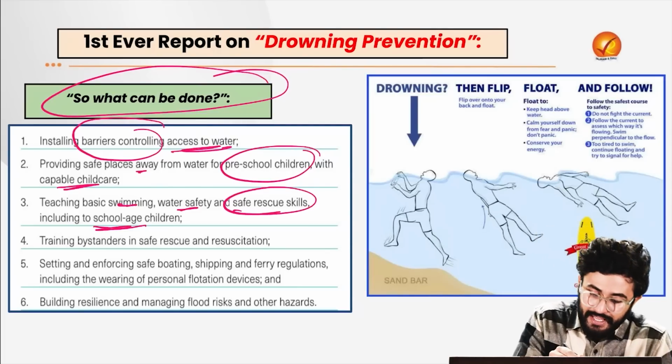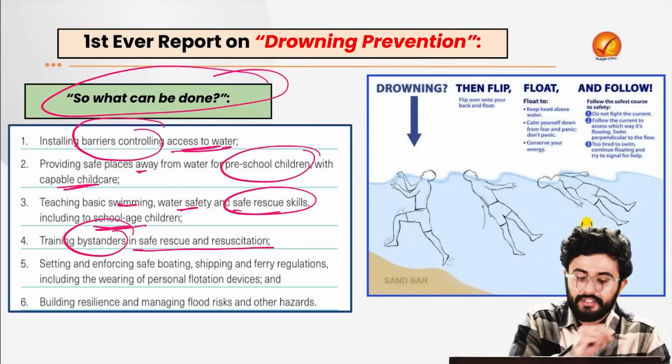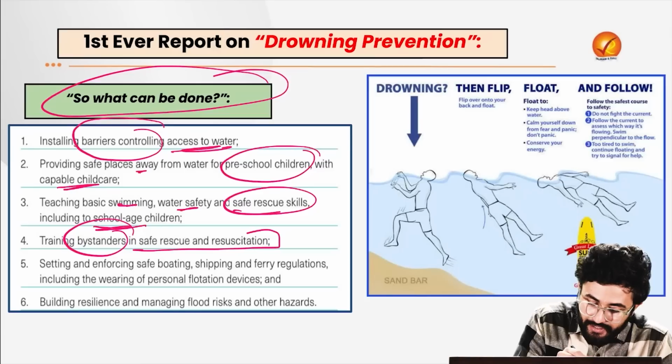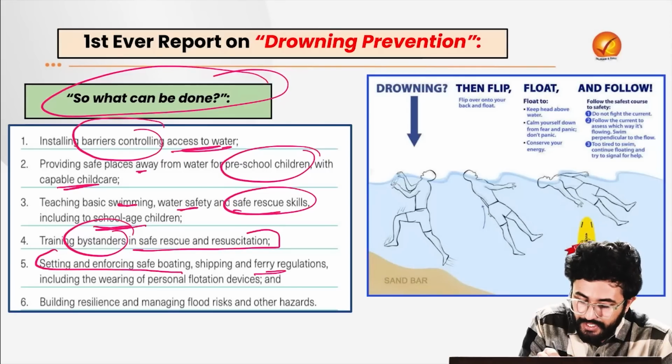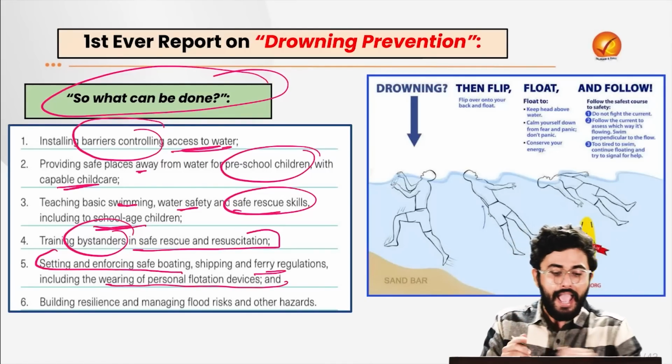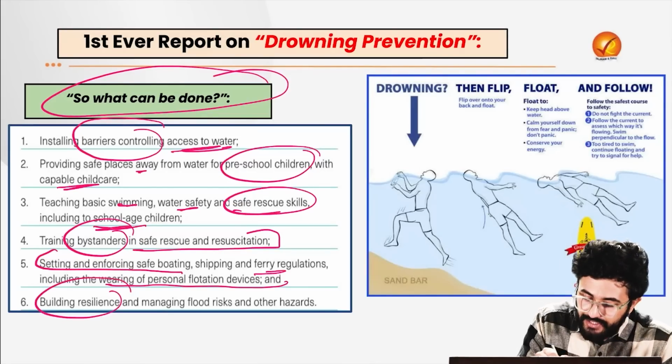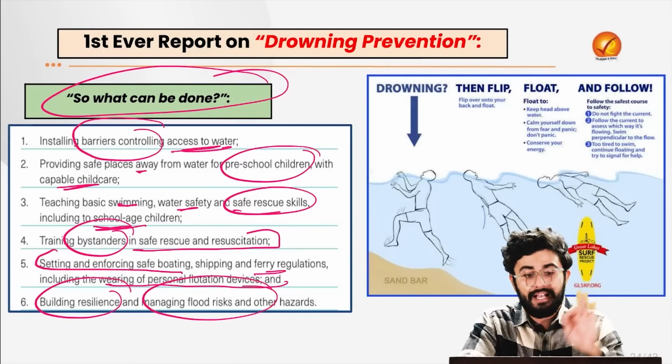Then we need to train the bystanders in the safe rescue. Or for example, setting and enforcing safe boating, shipping and ferry regulations, including the wearing of personal flotation devices, and building resilience and managing flood risk and other health hazards as well.